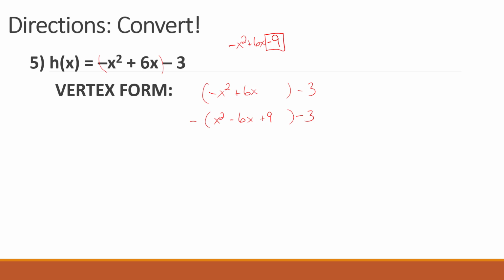So what have we really added to the right side of our equation so far? We've added a -9. So in order to keep our equation balanced, we need to add a +9, and we're going to add the +9 outside the parentheses. This will give me the ability to make a perfect trinomial become a binomial squared. So x minus 3 squared. Remember, I still have the negative outside, and combine our like terms. -3 and 9 becomes +6.